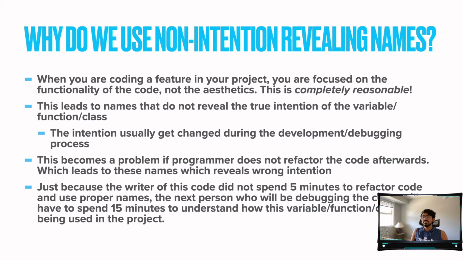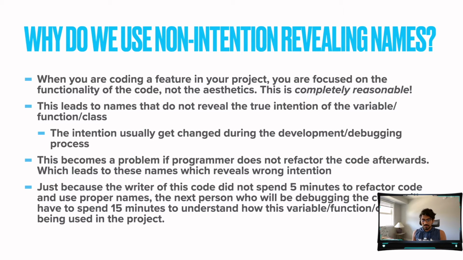When you're coding a feature in your project or debugging something, you are focused on the functionality of the code. You don't care about the aesthetic. You just want to make it work, right? Which is completely reasonable. That's how everyone should and everyone does their programming. This leads to names that do not reveal the true intention of the variable, function or class. The intention usually gets changed during development, which is why this happens.